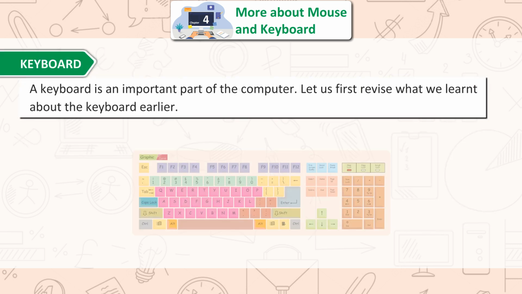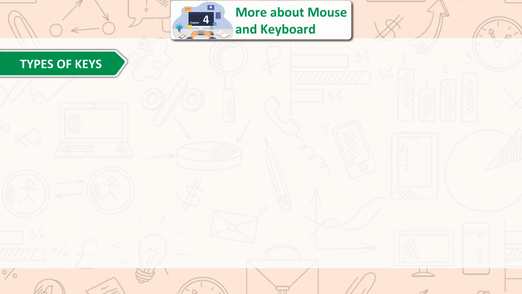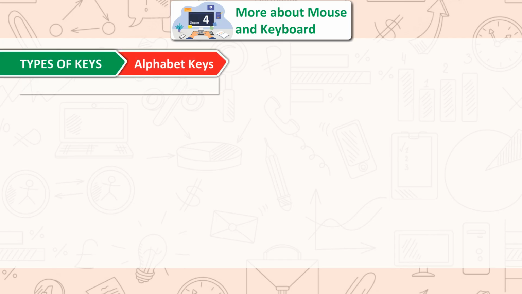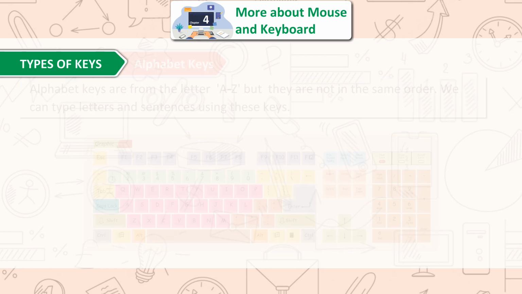Keyboard. A keyboard is an important part of the computer. Let us first revise what we learnt about the keyboard earlier. Types of keys. Alphabet keys. Alphabet keys are from the letter A to Z, but they are not in the same order. We can type letters and sentences using these keys.